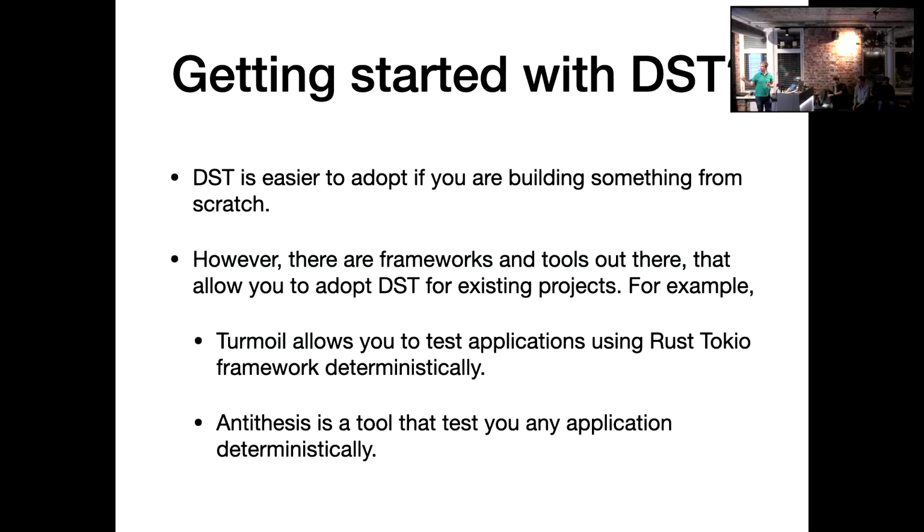So what Turmoil, for example, gives you is a Tokio interface that executes deterministically, plus some other stuff that you can do to wire up. So that's what you can do. And I already mentioned the crazy FoundationDB folks doing a tool called Antithesis.